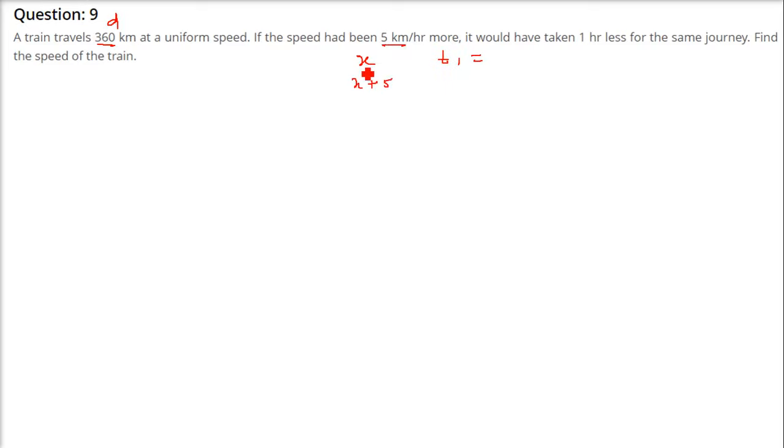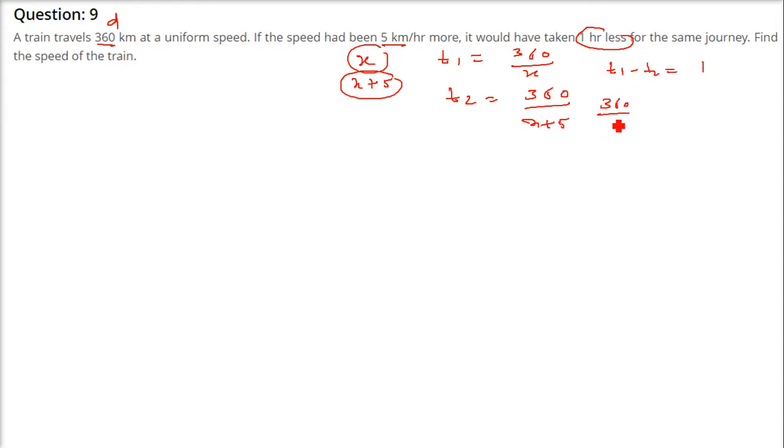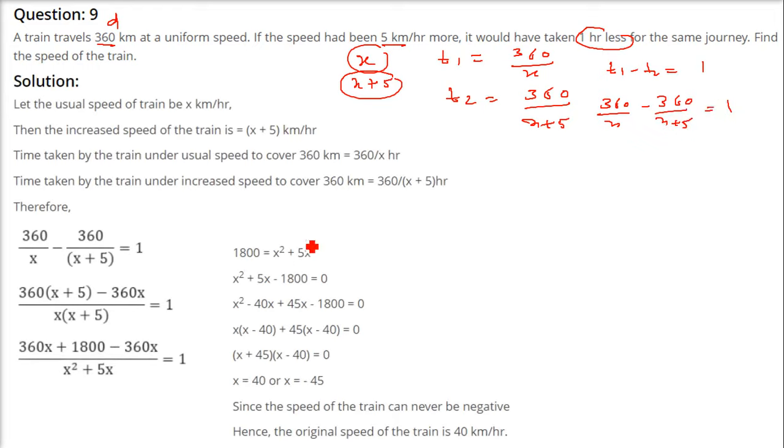So what is the time taken at first go? Time is distance by speed. Distance is 360. Speed we assumed to be x. Time 2 will be 360, distance remains the same, now this will be x plus 5. That is the increased speed. So the time difference is 1 hour. So t1 minus t2 is 1 hour. That is 360 by x minus 360 by x plus 5 equal to 1 hour. So this is what you get.